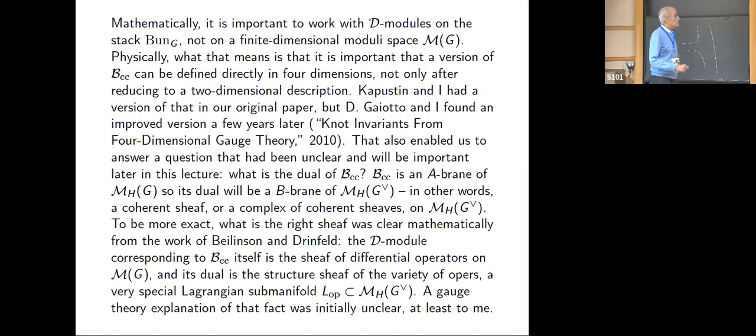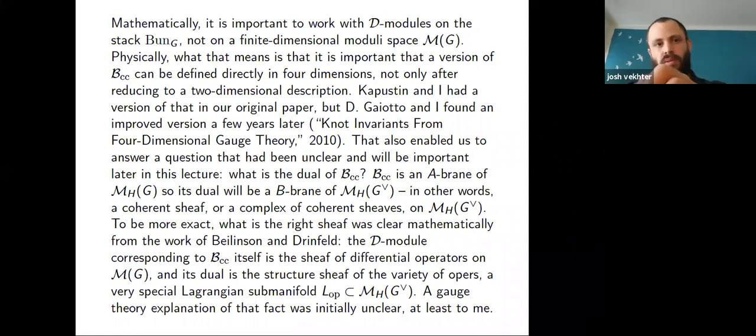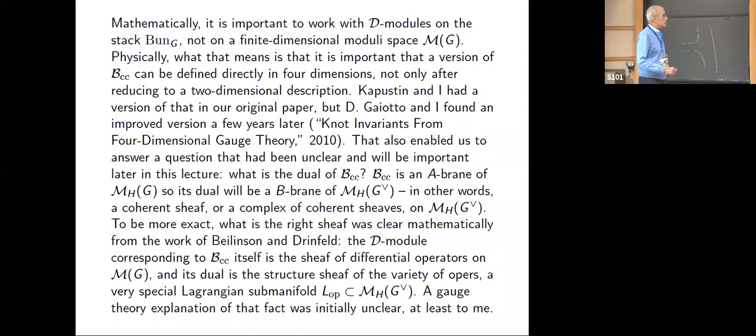Now, mathematically, you have to work with D modules on the stack Bun_G, not a finite dimensional moduli space. Physically, what that means is that this strange coisotropic brane, the one that extends the Fukaya category to include deformation quantization, can be defined directly in 4 dimensions, not only after reducing to 2 dimensions. Kapustin and I, well, frankly, we struggled with this. We had a version of it in our original paper that was correct but not very informative. Gaiotto and I later found an improved version. And this improved version let us understand as physicists one of the important results of Beilinson and Drinfeld.